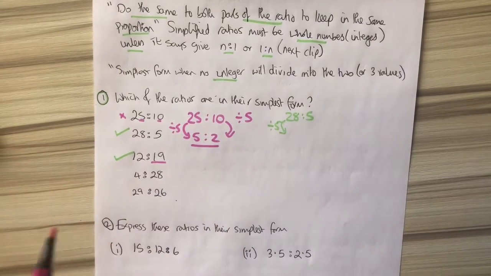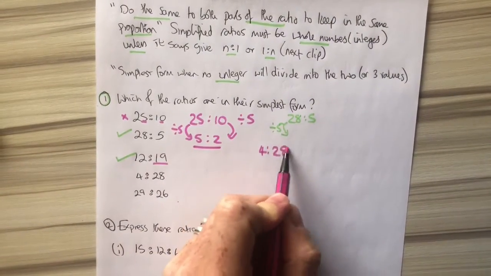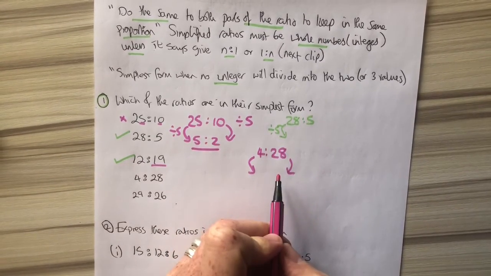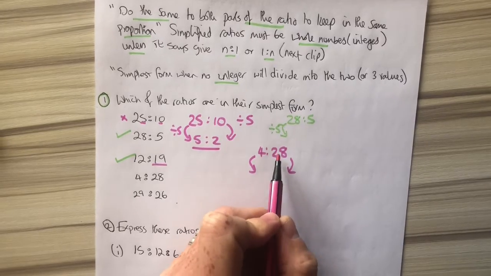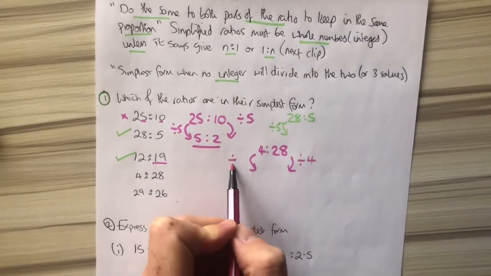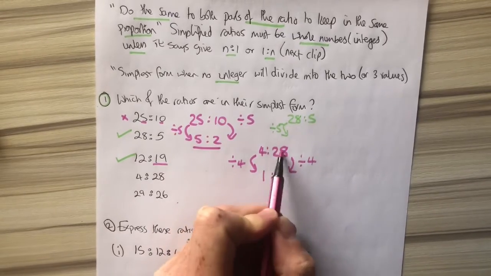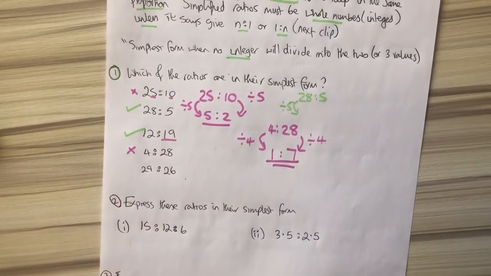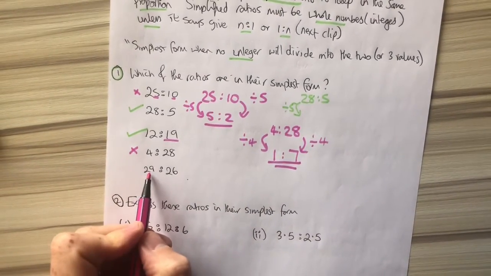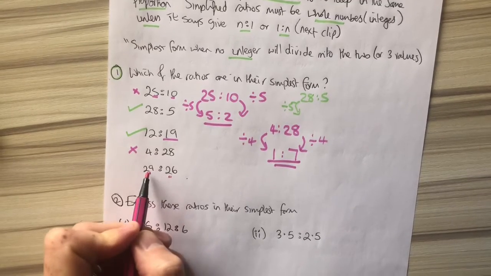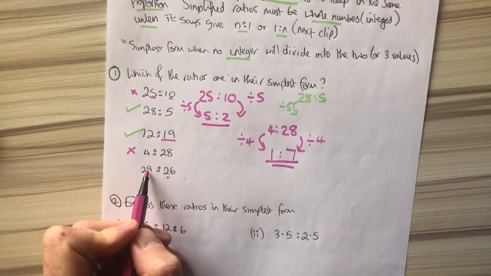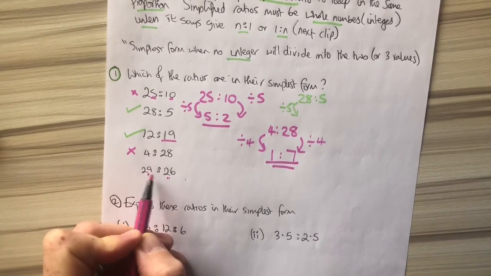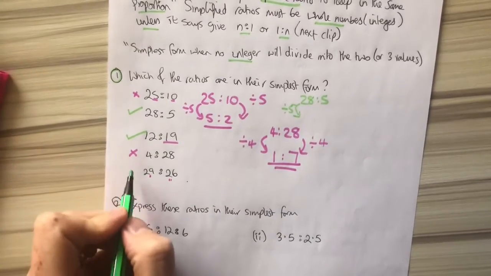Next one, 4 to 28. Right, is there any numbers that go into 4 and 28? Well, 4 times 7 is 28. So if we divide by 4 and divide by 4, 4 divided by 4 is 1, 28 divided by 4 is 7. So that one's not in its simplest form. And then finally, there's no numbers that go into both of those two. 2 doesn't go in, 3 doesn't go in. That'd be 10 times 3 is 30. 5 won't go in, 6, 7 doesn't go in, so that one is in its simplest form.